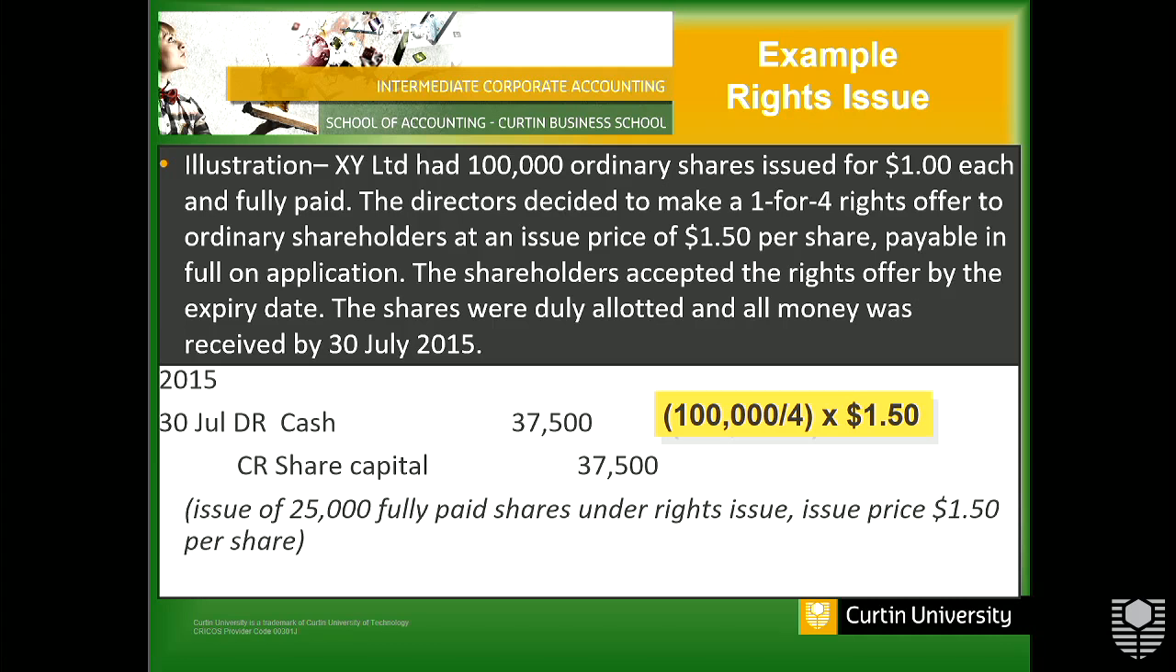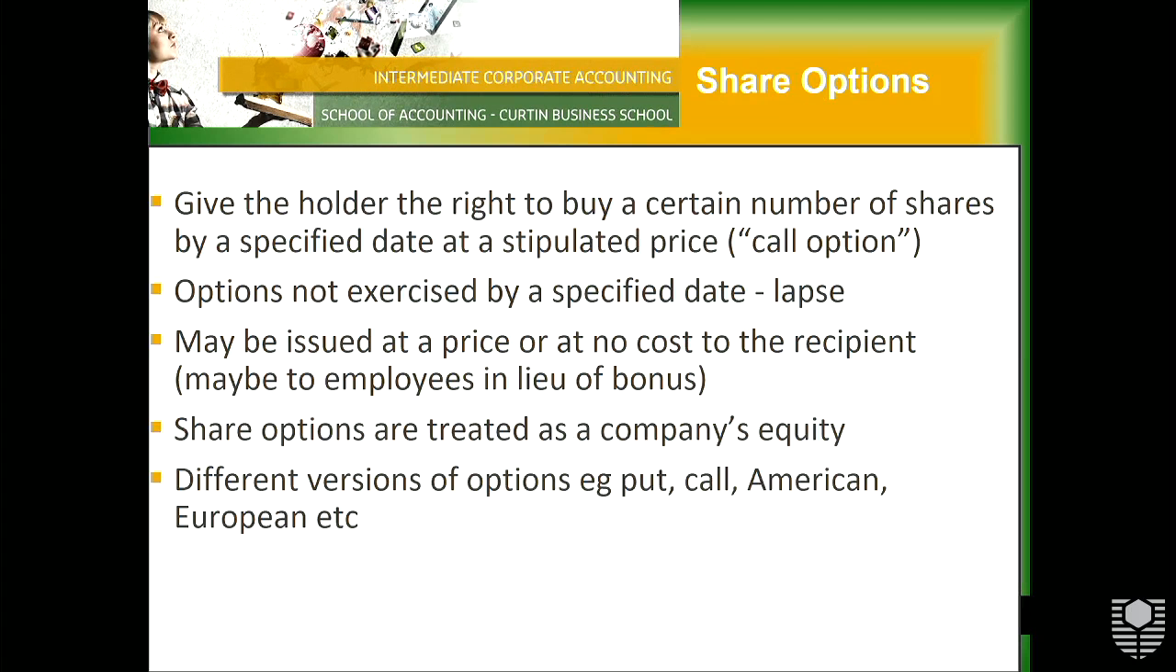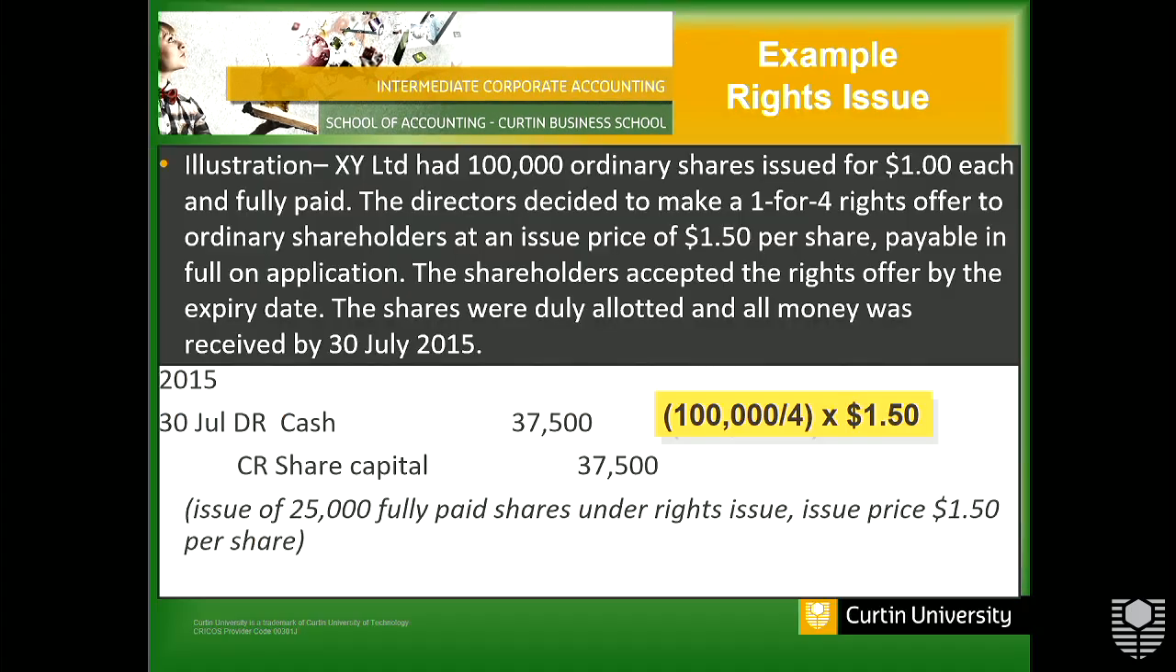So we've got 100,000 divided by 4, which gives you 25,000, times $1.50 gives you 37,500. Bank goes up 37,500, share capital goes up 37,500. If some of them don't take it up, then it's just those that do take it up. So it's just the amount of money that you receive.